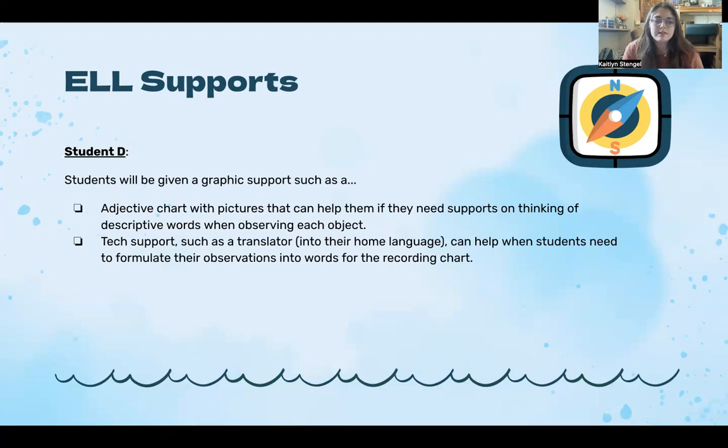They will also be provided tech support, such as a translator, which will translate it into their home language, that can help when students need to formulate their observations into words for their recording chart.